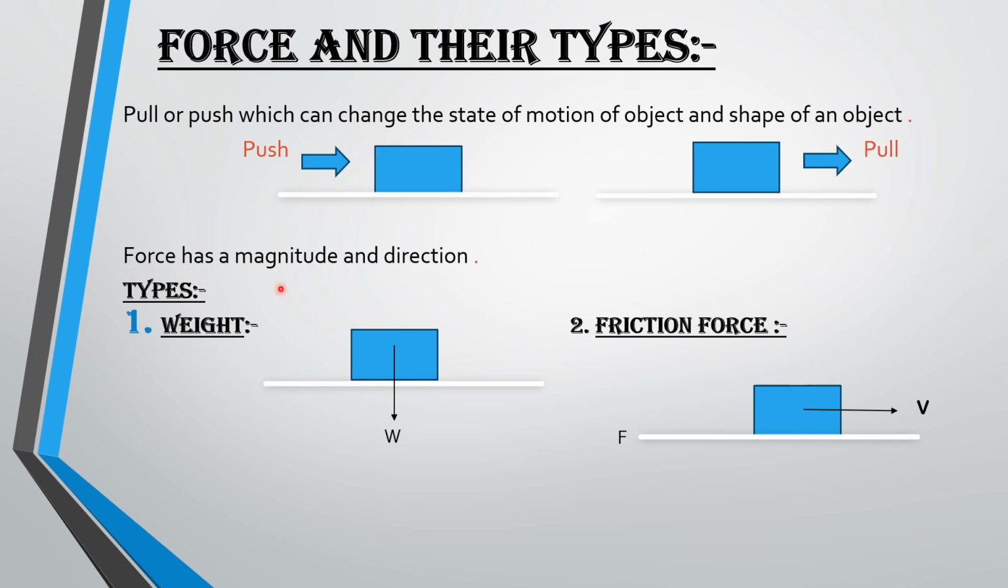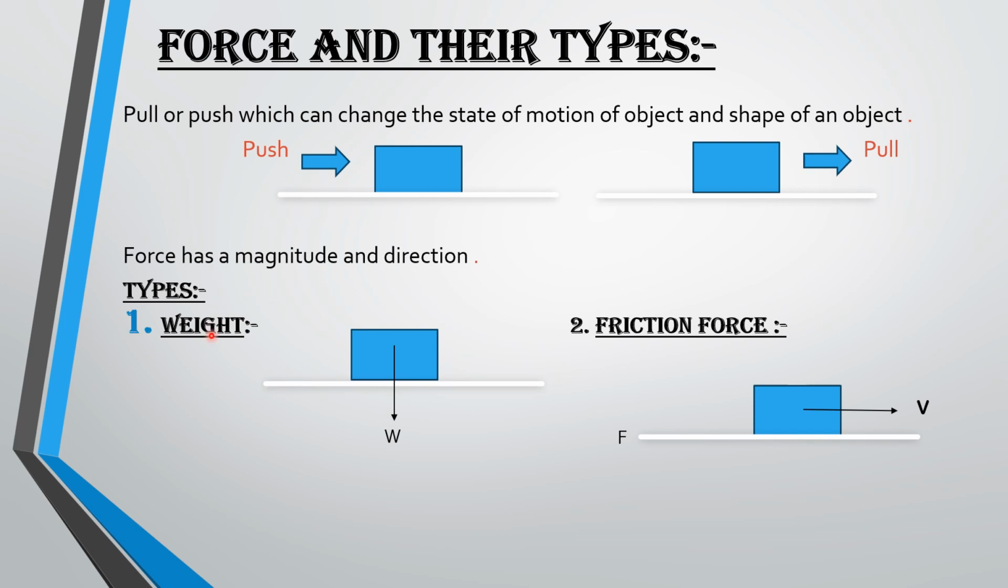Next, force has magnitude and direction. We know the types. We know the fundamental forces, right? Those are the gravitational force, electromagnetic force, weak nuclear and strong nuclear force. Among these, we are studying some types of forces: weight, friction force, normal reaction force, contact force, tension, and spring force. These are all forces which come under the fundamental forces.